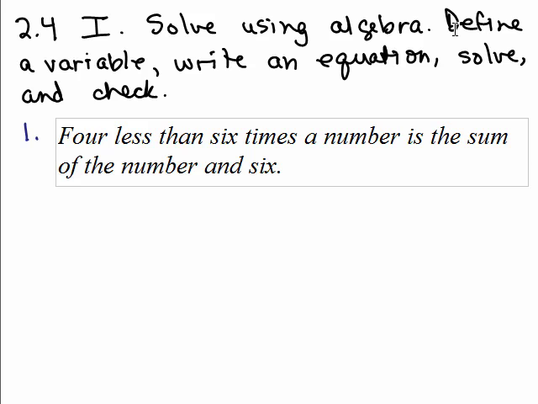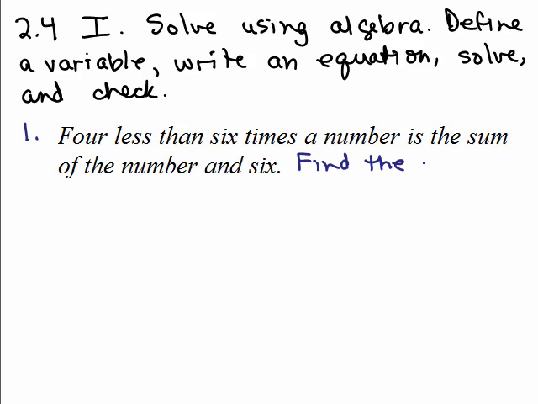4 less than 6 times a number is the sum of the number and 6. So what are we looking for? A number. I forgot to put that part down. Find the number. So let's do that. Find the number. Okay. All right. So we're looking for a number. That's a clue. Use that to define your variables. All right, so we're going to let the number be called, how about n for number?